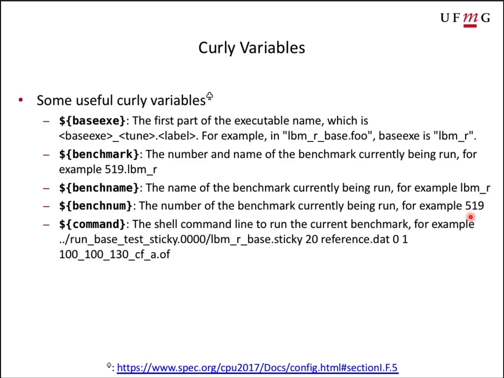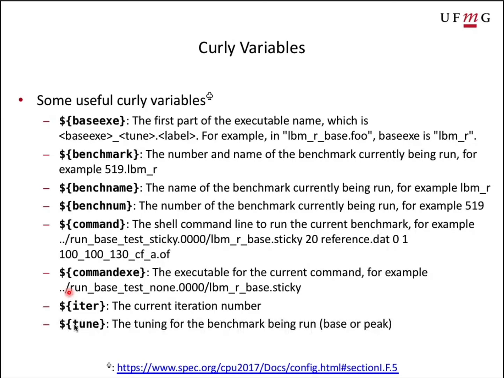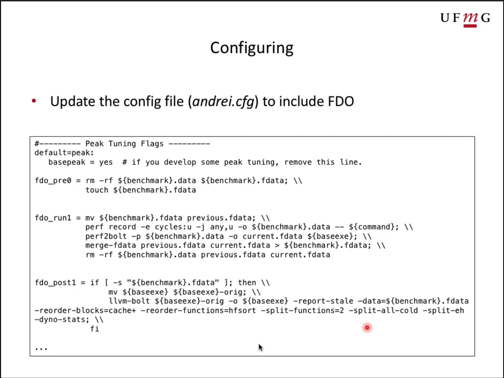The command is how we actually execute this code, so this program with these arguments. The command X is just the name of the program without the arguments. Iteration is the number of the iteration, and tune is whether you are using base or peak. So we can use these variables for the workload. So some variables here.